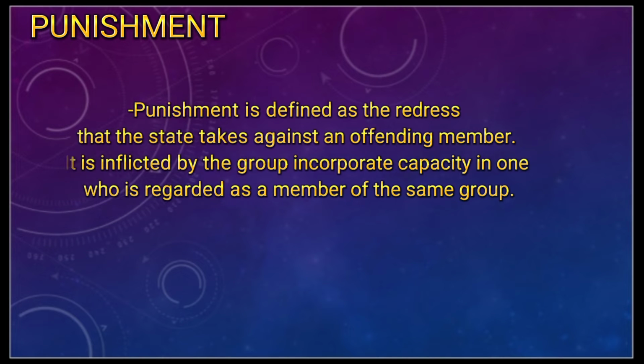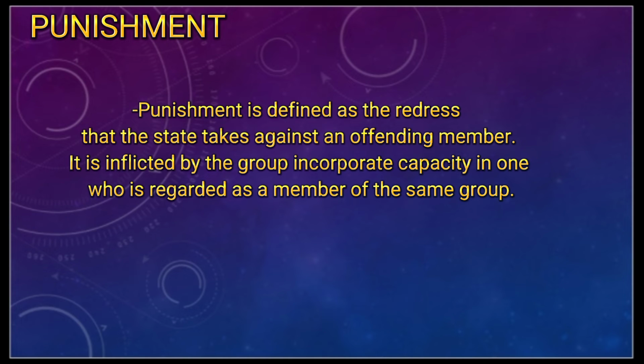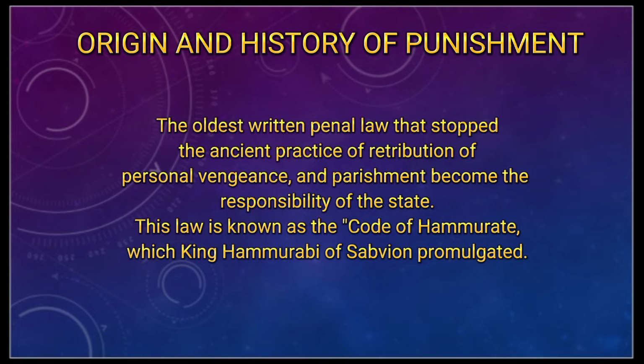Punishment. Punishment is defined as the redress that the state takes against an offending member. It is inflicted by the group in corporate capacity on one who is regarded as a member of the same group. Origin and history of punishment. The oldest written penal law that stopped the ancient practice of retribution of personal vengeance, and punishment became the responsibility of the state, is known as the Code of Hammurabi, which King Hammurabi of Babylon promulgated.